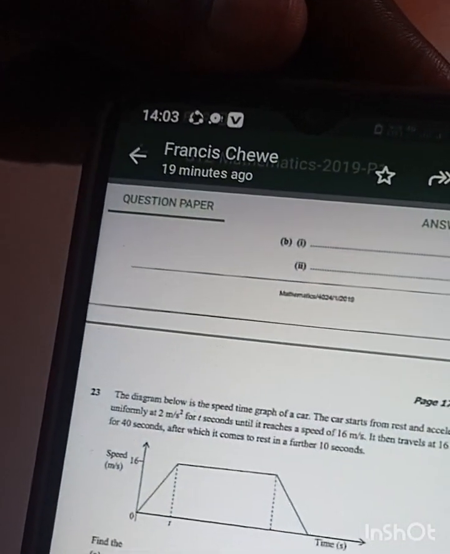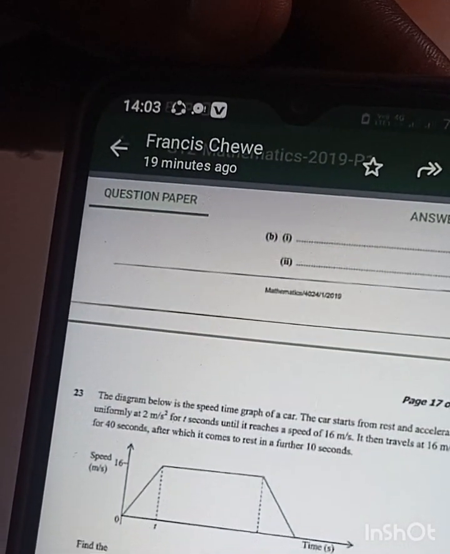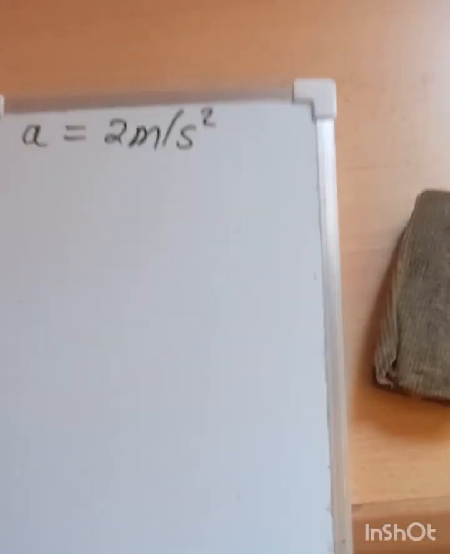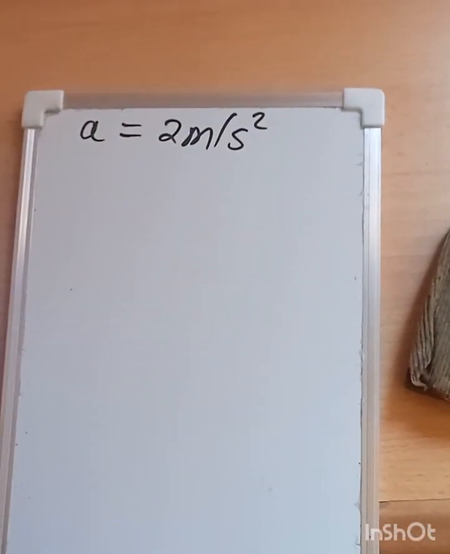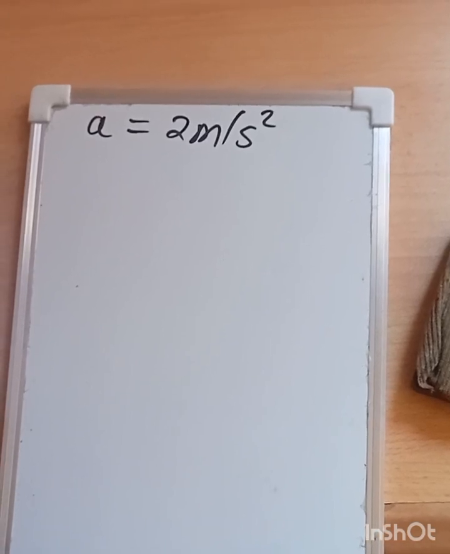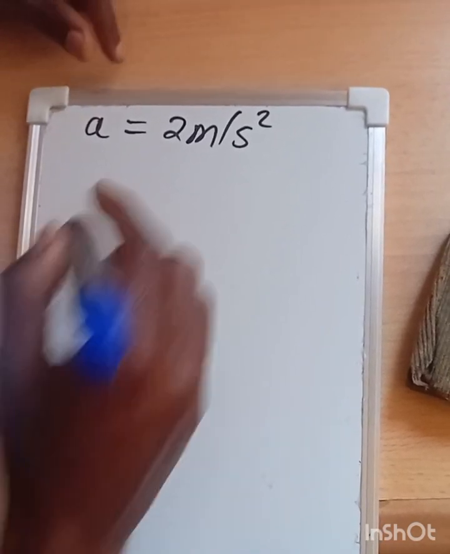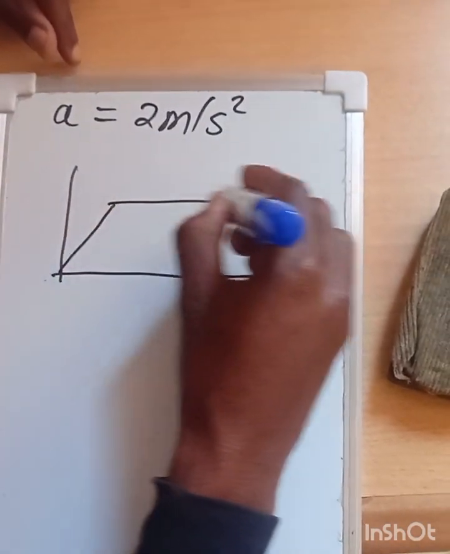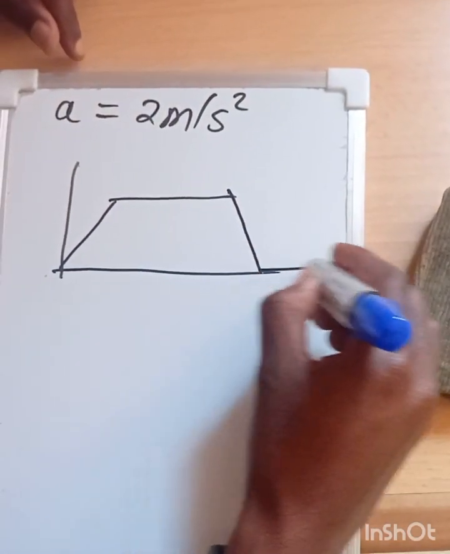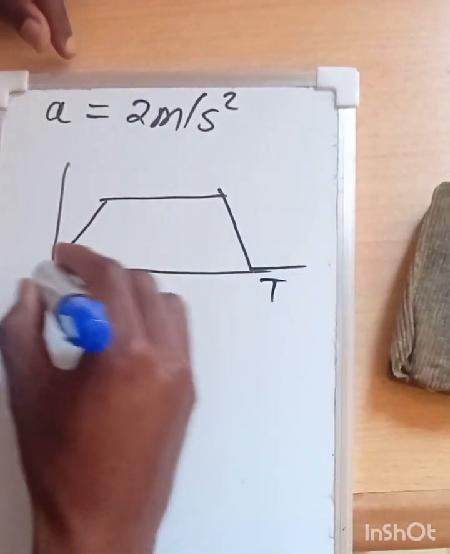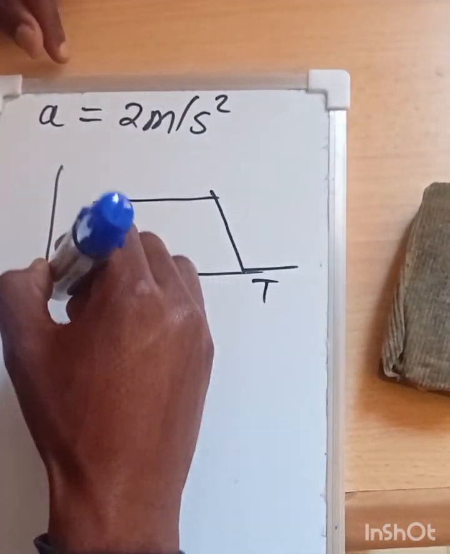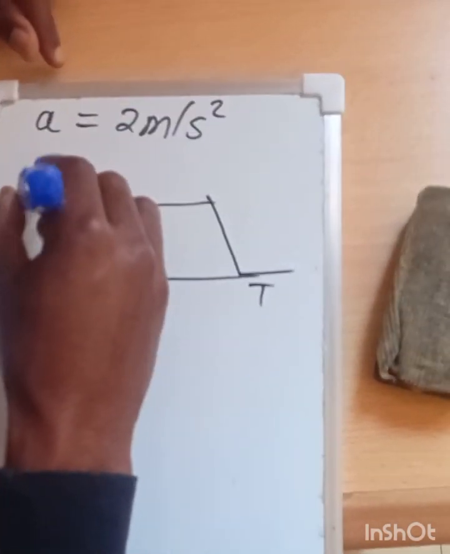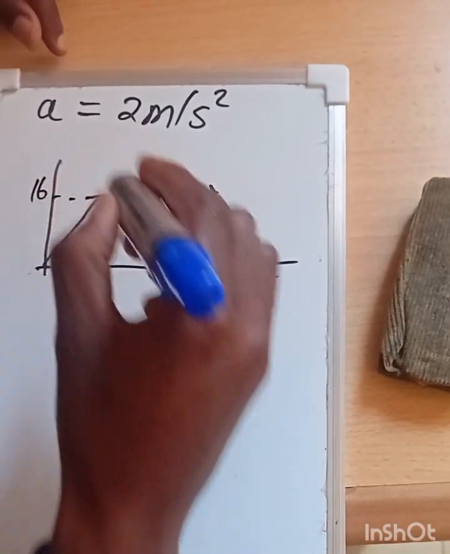So we have this question, the speed time graph. That's the question there. Okay. So the question reads, the diagram below is the speed time graph of a car. The car starts from rest, meaning from 0. So this is your diagram like that. Then you have time in your x-axis here, then in your y you have speed there. So there's 16 there.